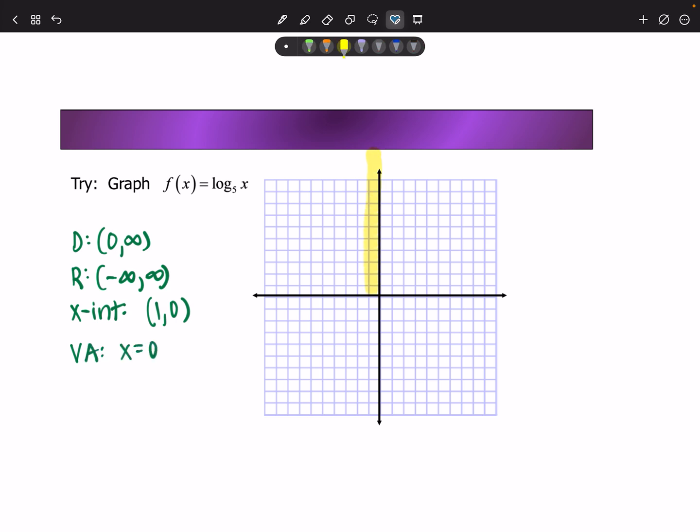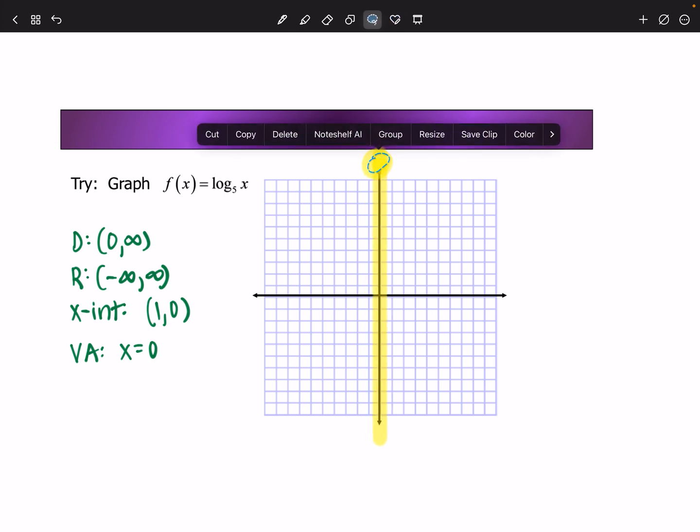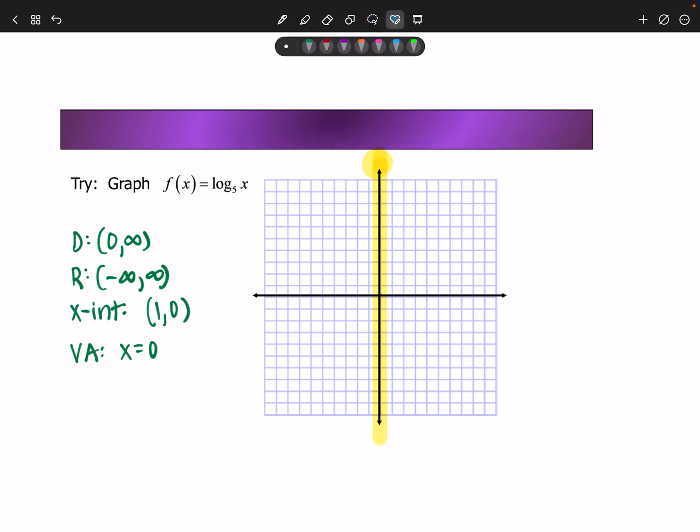So our graph has a highlighted vertical asymptote, and it has points at (1, 0) and (5, 1), and that's all we're able to get. And then it hugs that vertical asymptote. It does not cross, it only hugs it, and it gets closer and closer and closer without touching it.